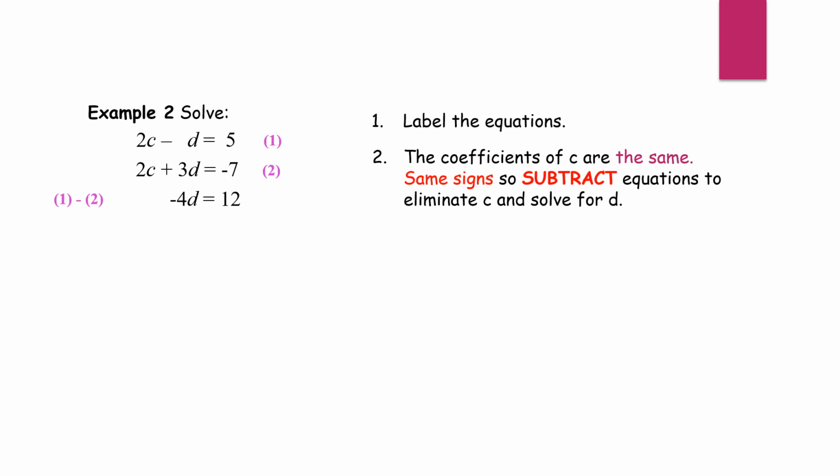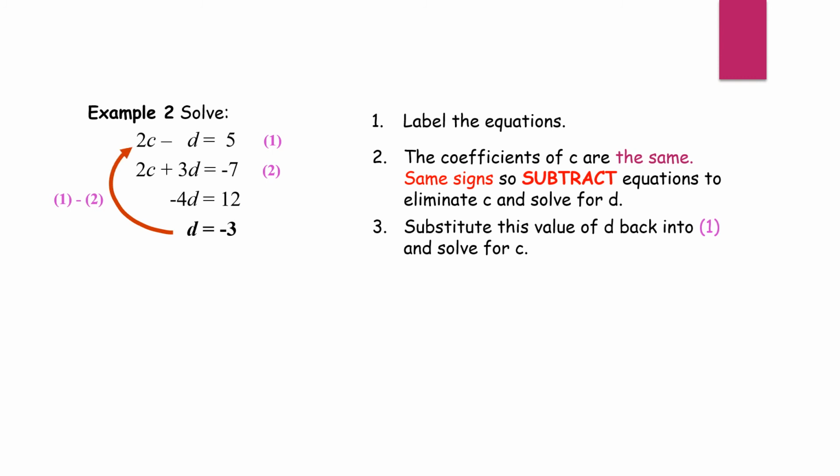Now we need to solve for d, so we're going to divide both sides by negative 4, and then we're going to get d equals negative 3. The next thing we need to do is substitute this value of d back into equation 1 and solve for c. So equation 1 was 2c take away d equals 5.